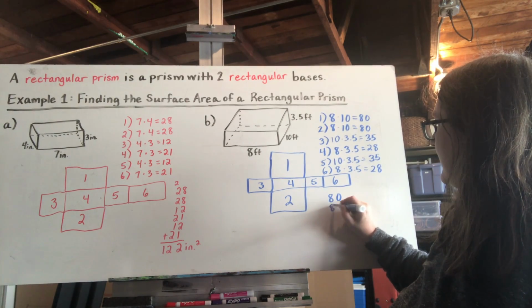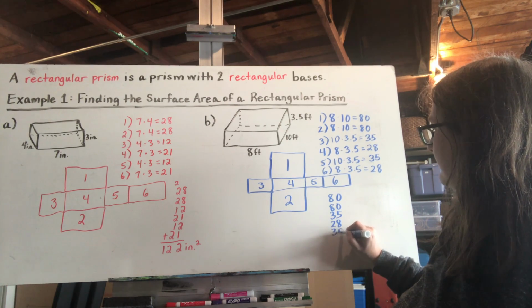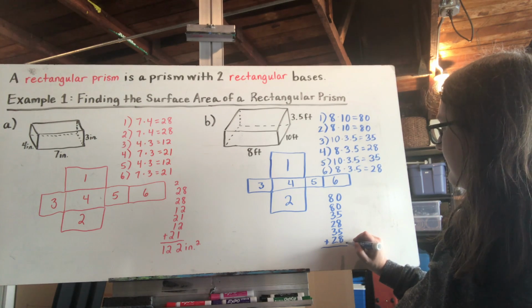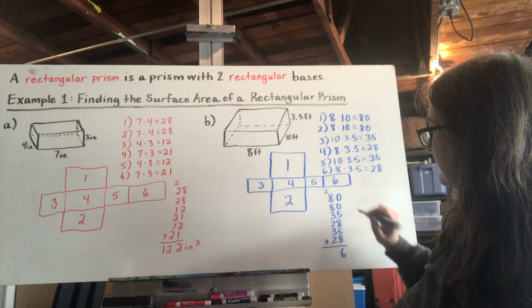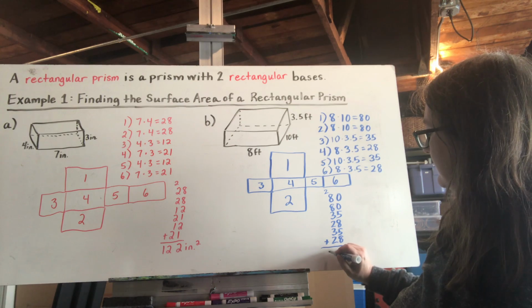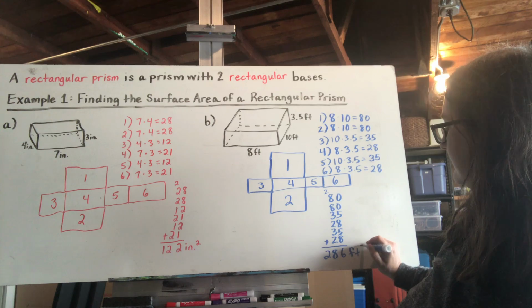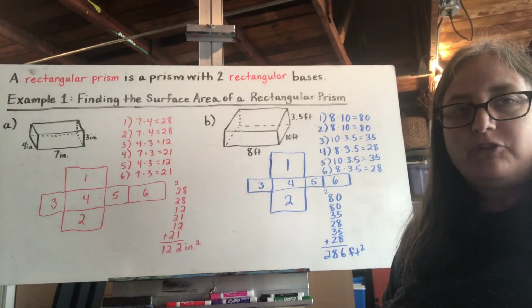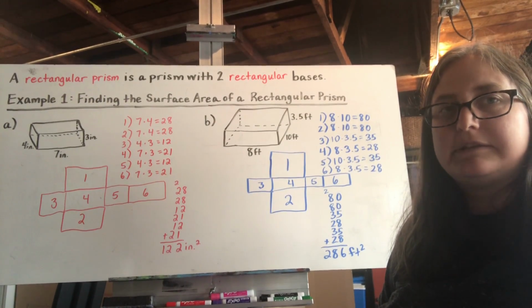Got 80, 80, 35, 28, 35, 28. I get 286 feet squared. All right, so I did all that multiplication and addition without a calculator, but you can use a calculator, so that will make it a little bit easier.